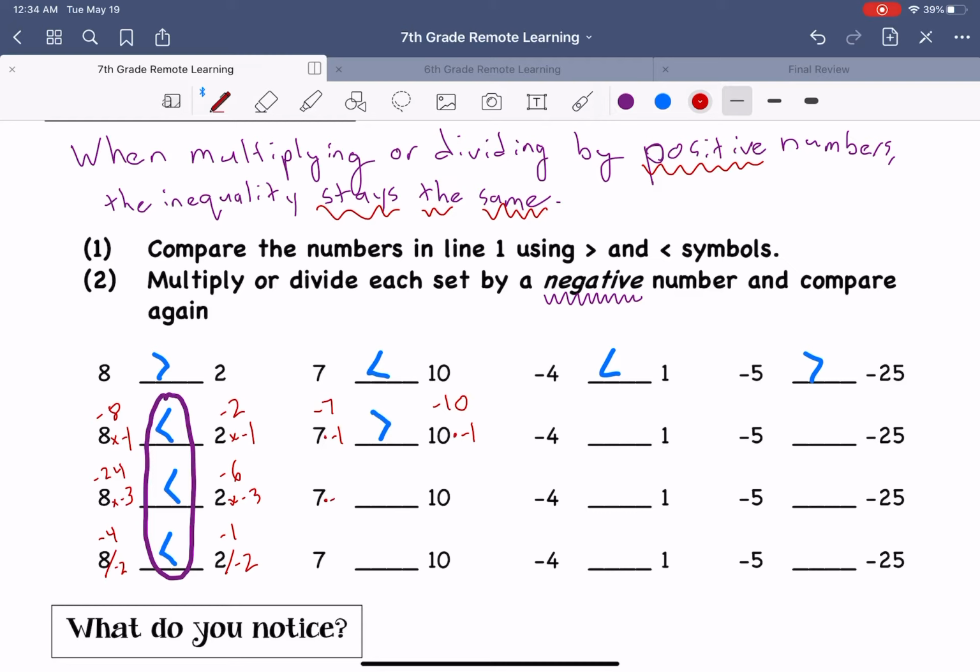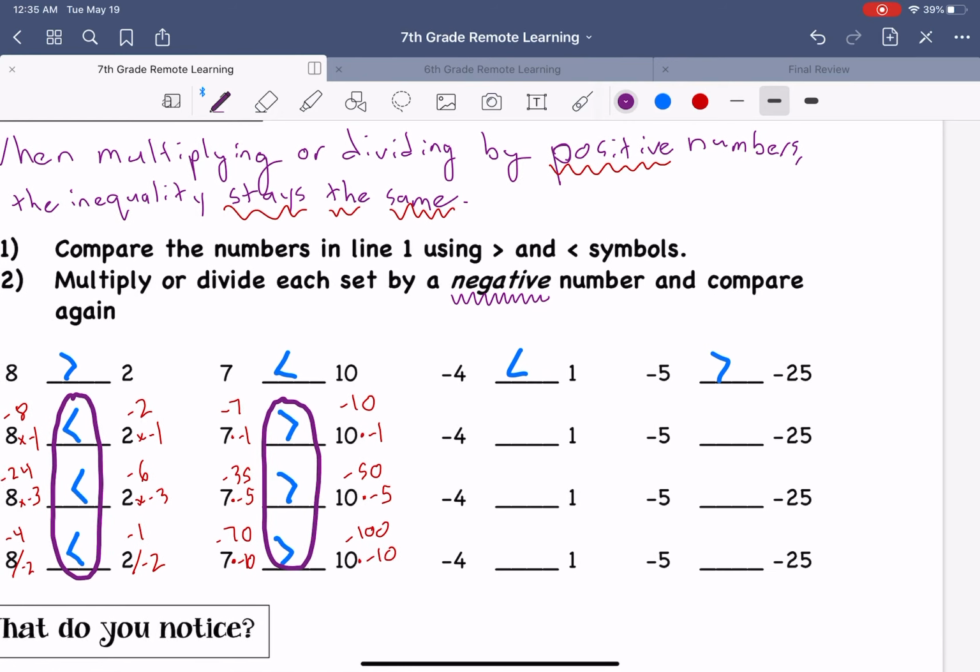Let's multiply by -5. So that's -35 and -50. And -35 is greater than -50. Okay, what if I multiply by -10? Ooh, barely had enough room for that. Okay, so -70 and -100. Once again, it's greater than. So I have it flipping. All right, it's starting to seem like maybe this works all the time.